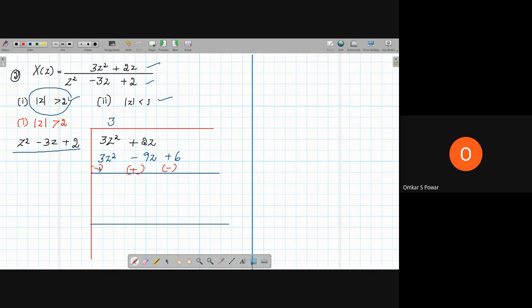So what happens? This cancels. So 9 plus 2 is plus 11z, and it is minus 6. What do you have to multiply by z square to get plus 11z? It is plus 11z to the power of minus 1. So multiply. 11z to the power of minus 1 into z square is nothing but 11z, and 11z to the power of minus 1 into minus 3z is nothing but minus 33, and 11z to the power of minus 1 into 2 is nothing but plus 22z to the power of minus 1.